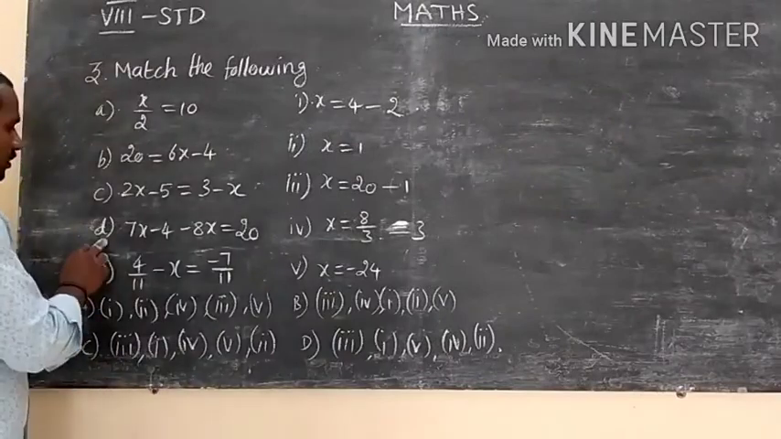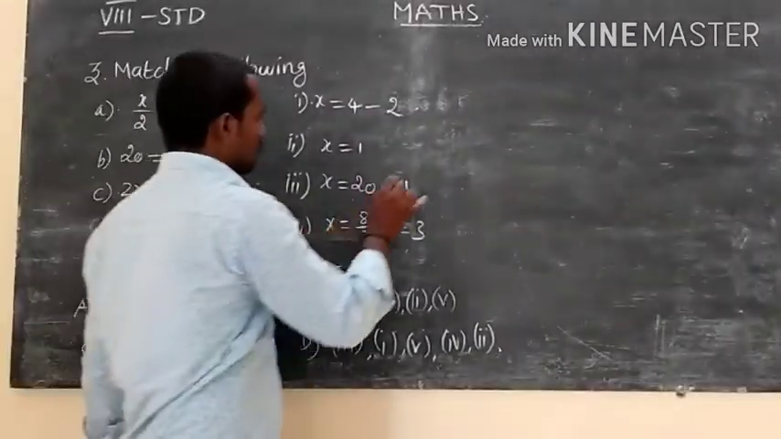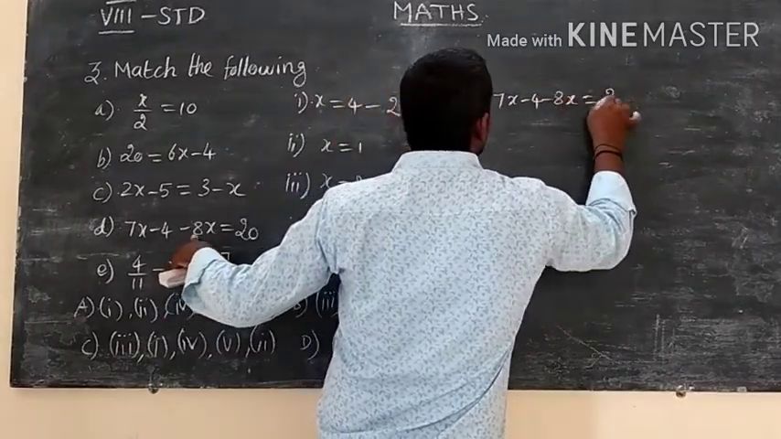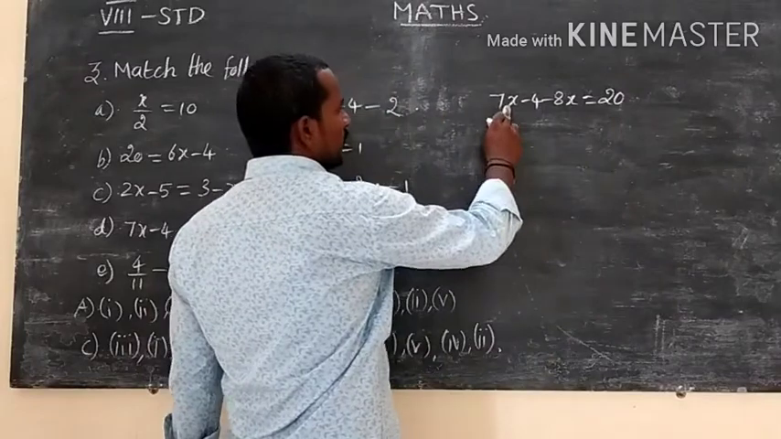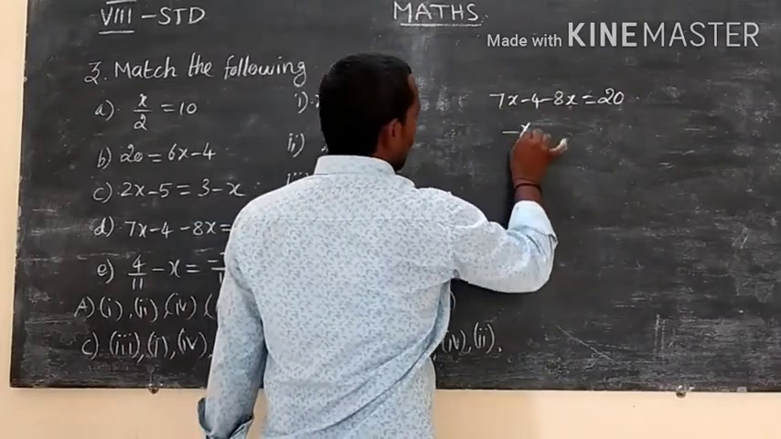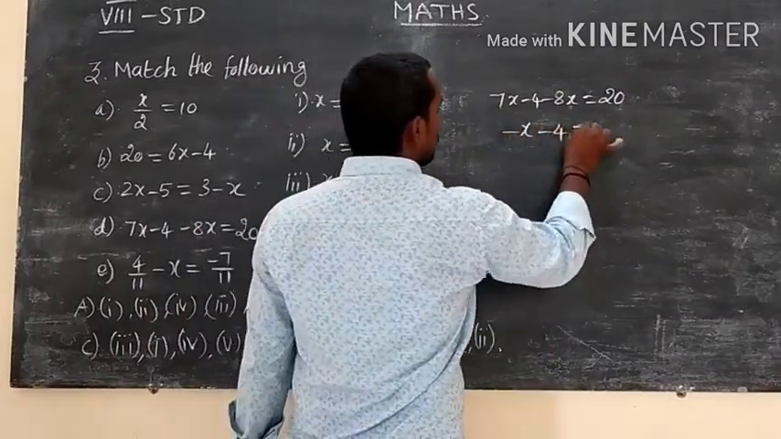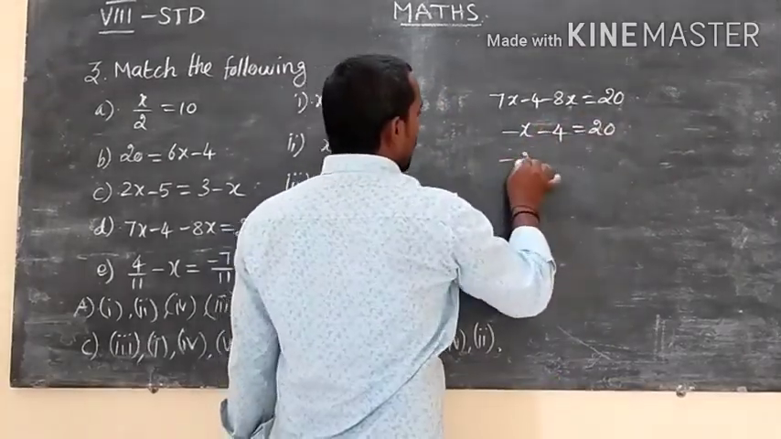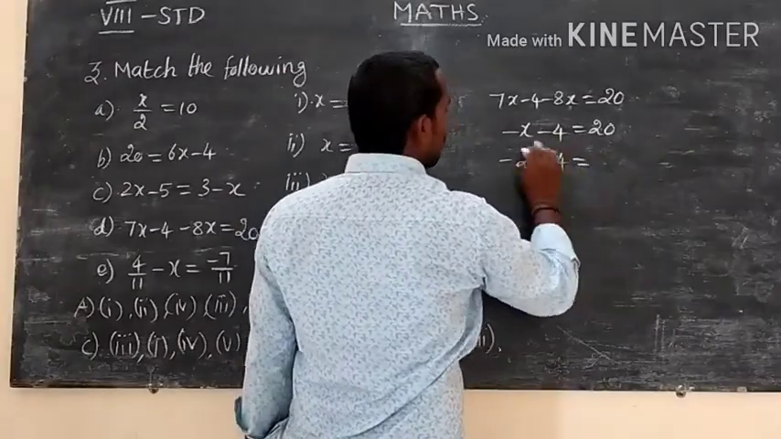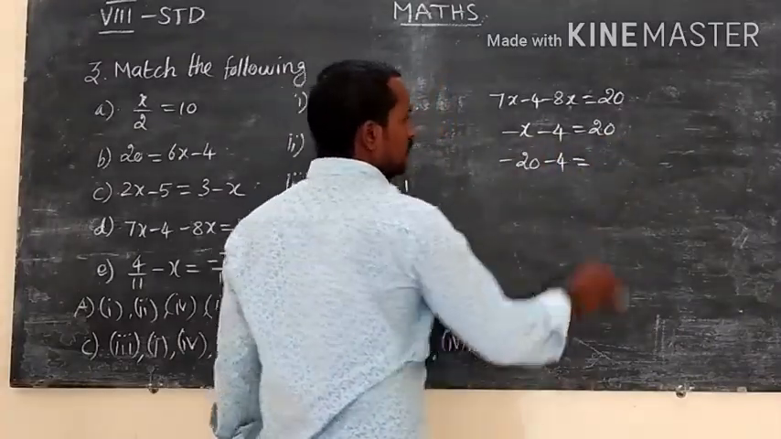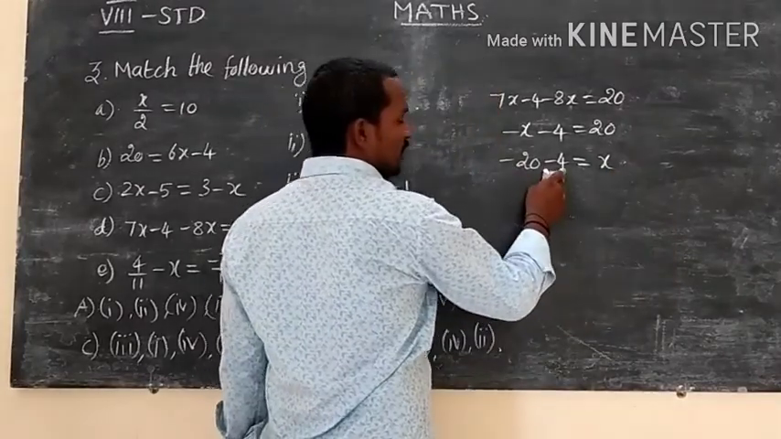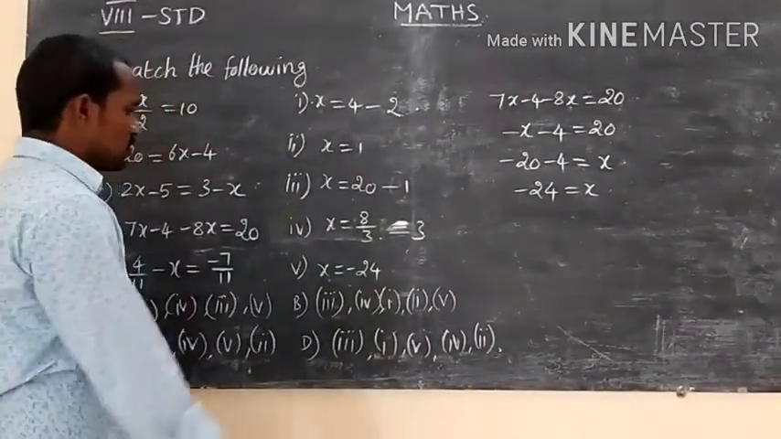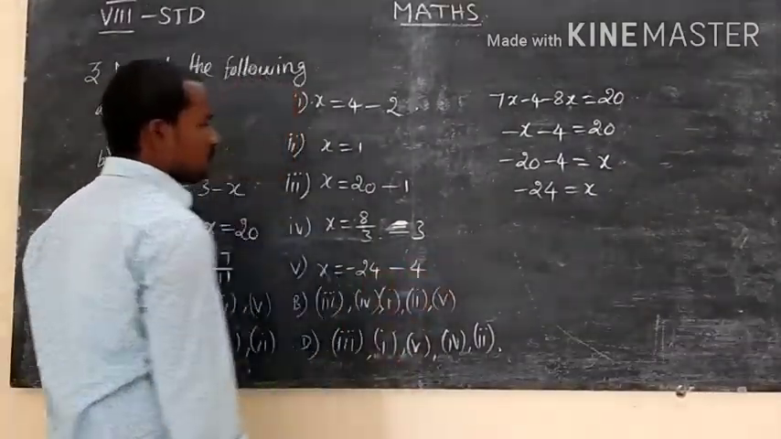Okay, then D. 7x minus 4 minus 8x equal to 20. So 7x minus 8x is minus x, and minus 4 equal to 20. So making the transposition, we get minus 20 minus 4 equal to x, transferring x to the right side, we get plus x. Minus 20 minus 4, totally minus 24 is equal to x. X is equal to minus 24. This is the fourth answer.